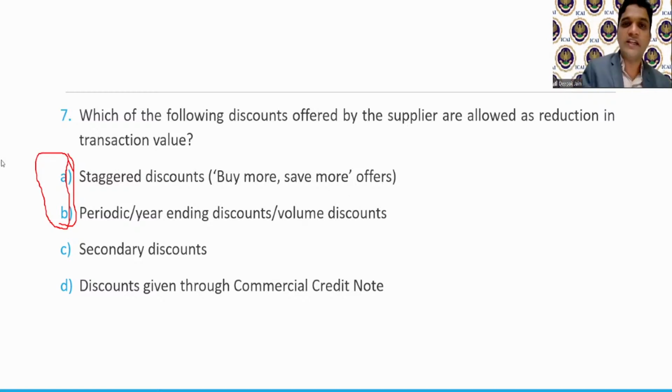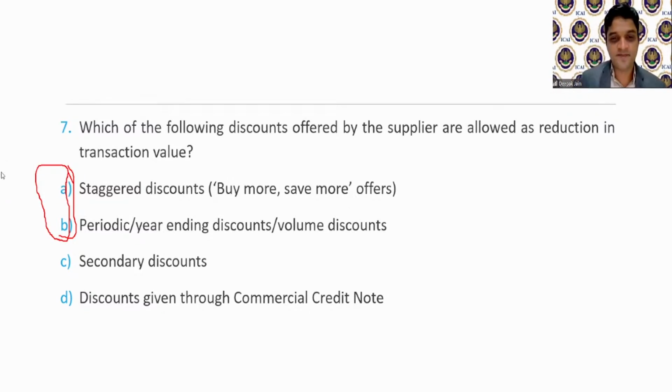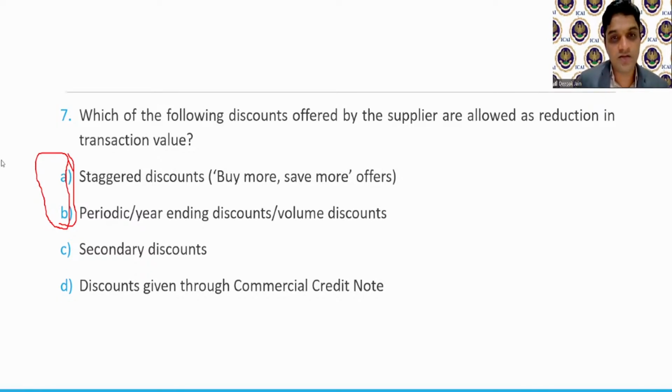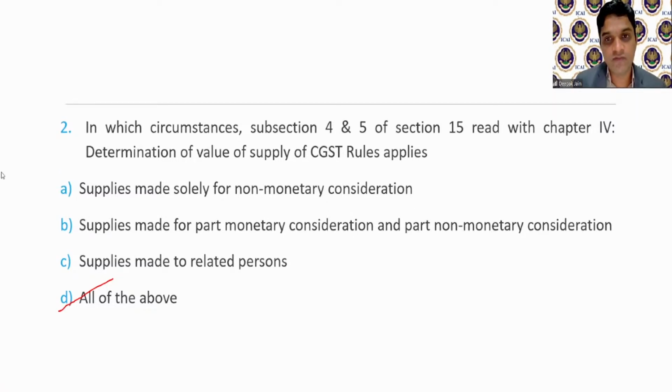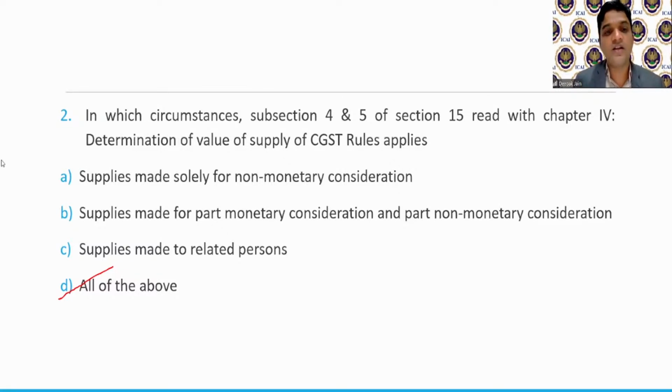Jenny, why did you say D? It cannot be D. Your question on seventh one, which is this: supplies made solely for non-monetary consideration. Non-monetary consideration is not covered under 15.1. No, 15.1 covers only where monetary. Okay, yeah, you're right. So this is correct. So this is the point here. So I will amend this point. You're right.